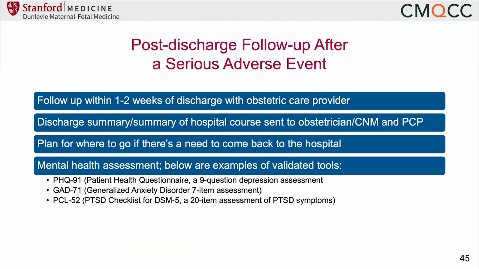So after discharge following the adverse event, we encourage follow-up within 1 to 2 weeks of discharge with the obstetric care provider. Certainly, if it's something like hypertension, we know that the patients are seen sooner after that, but this is at least a guideline for other types of severe maternal events. We want to make sure that the discharge summary and the summary of the hospital course is given to the patient ideally, but also sent to the obstetrician or CNM and the primary care provider, again, depending on what that severe maternal event is, right? We know, especially with hypertension, inclusion of the primary care provider is super important.